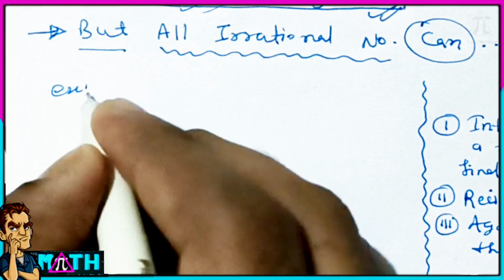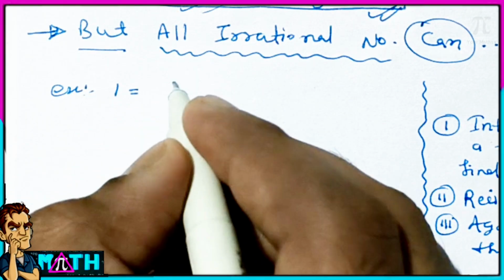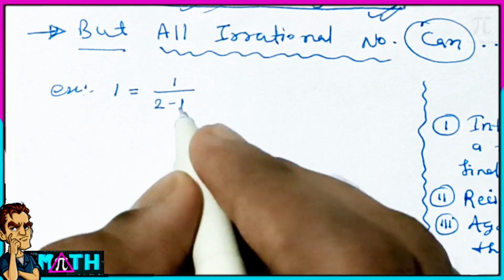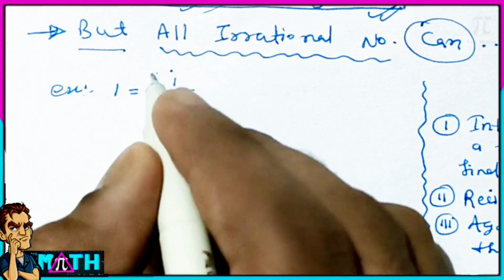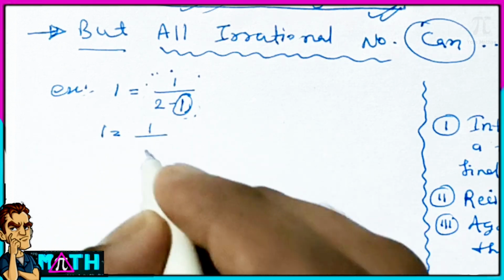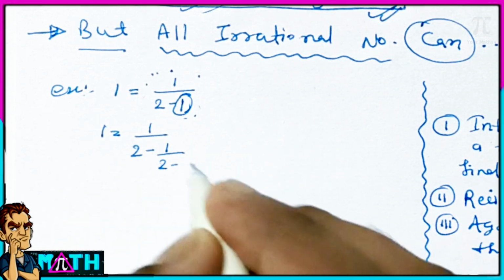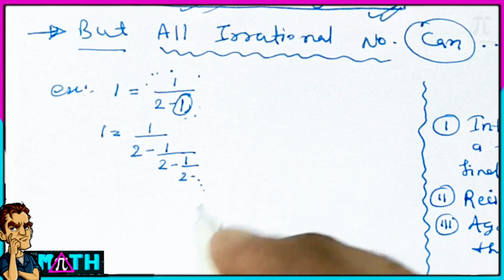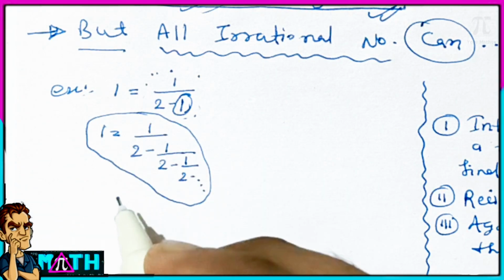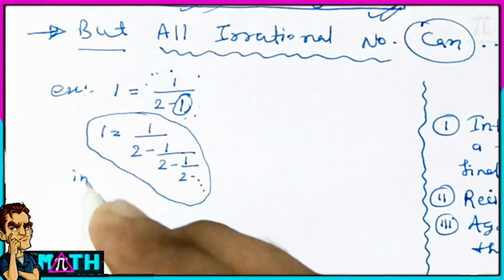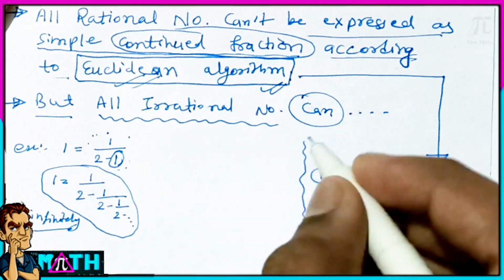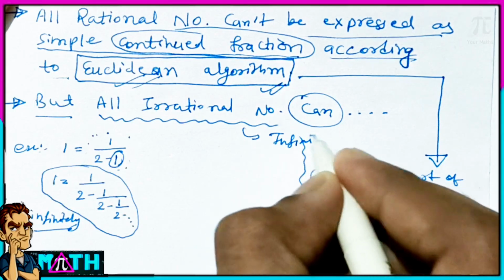Let's say we have the example 1, which is a rational number, which can be written as 1 divided by 2 minus 1. And now this 1 here can be substituted with this value of 1. So we can write 1 is equal to 1 upon 2 minus 1 upon 2 minus, then 1 can be substituted again, 1 divided by 2 minus 1, like that, because you substitute the value of 1 again and again. So this is basically approaching infinity. So the rational number is basically expressed as a simple infinite continued fraction.